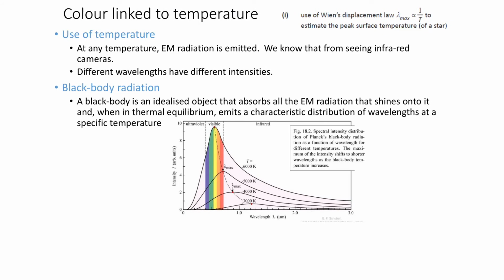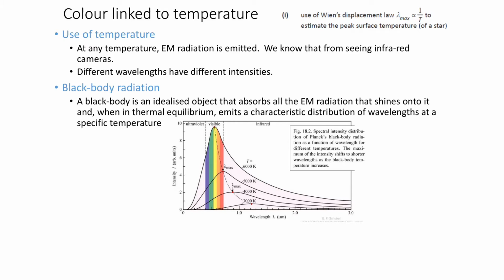So before we move on, at any temperature, radiation gets emitted. And equally, we do know that because when we look at ourselves in an infrared camera, it shows us that we as humans give off infrared radiation. So anything with a temperature gives off some form of radiation. And likewise, different wavelengths have different intensities. So you have different amounts.